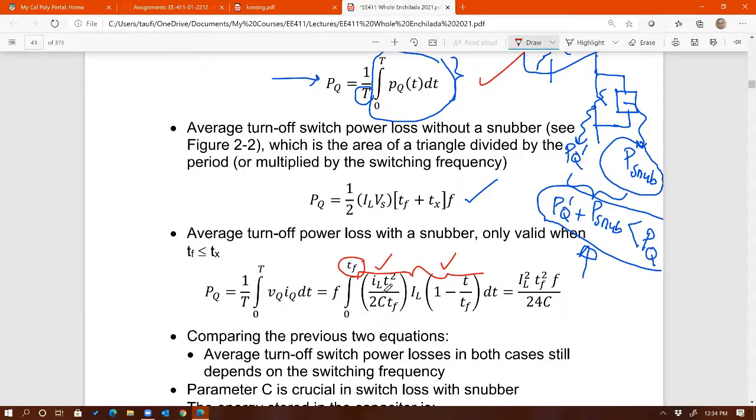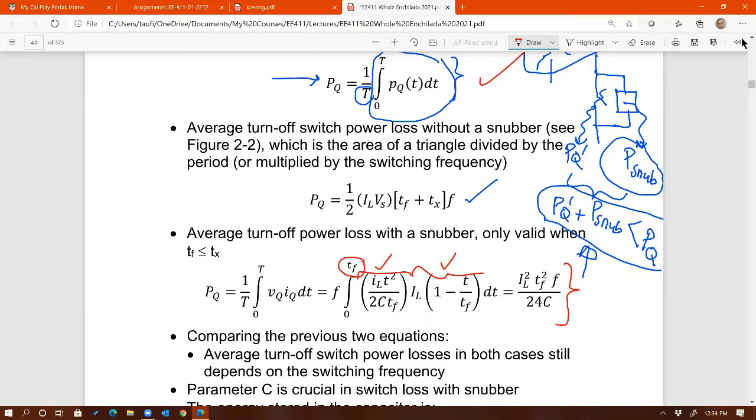And then after this, I'm just going to carry out the integration. And after that, you get the final equation for power loss on the switch after snubber. Any question on this, of how I get to this equation for power loss?